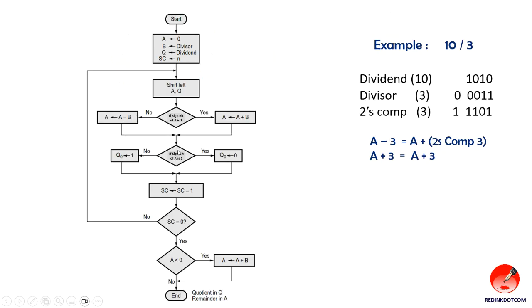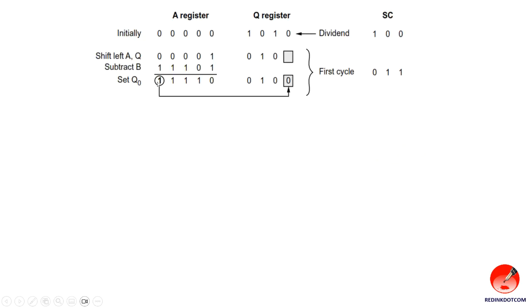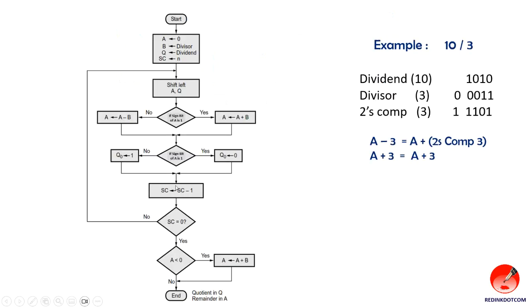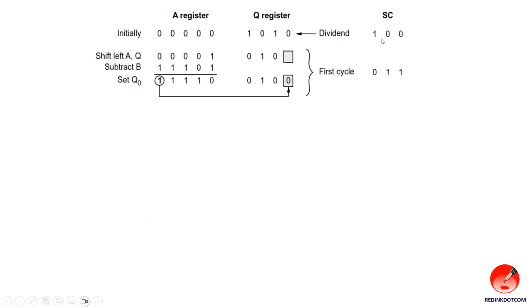Then I am moving to the next stage, where I again check the sign bit of A. If it is 1, I put 0 in Q0. If it is 0, I put 1 in Q0. So after the subtraction operation, I get the value 1 in the sign bit of the A register, so I put 0 in the Q0 value. So the first iteration is over. The sequence counter is decremented by 1. Initially the sequence counter is set as 4. Now it becomes 3.